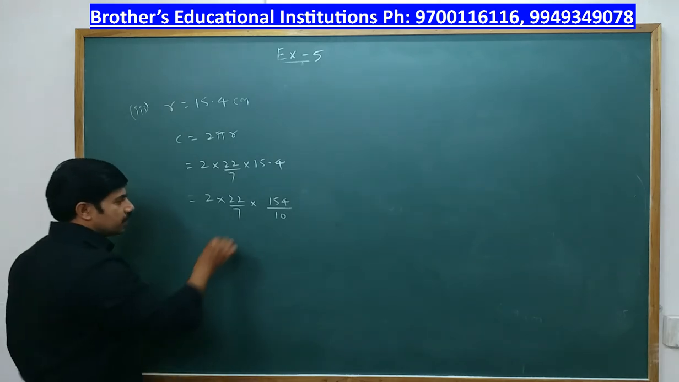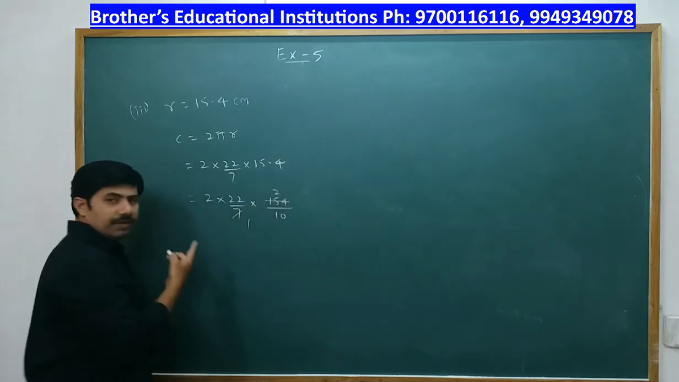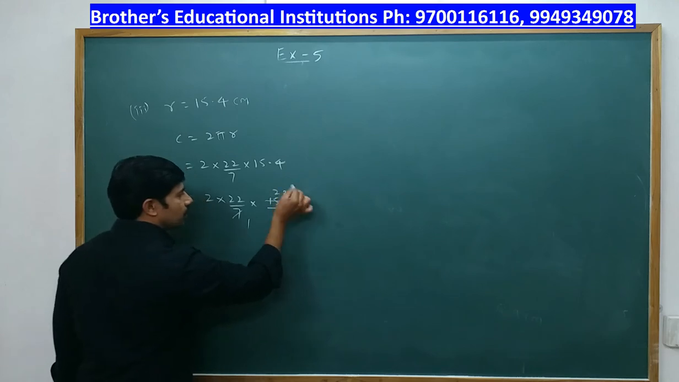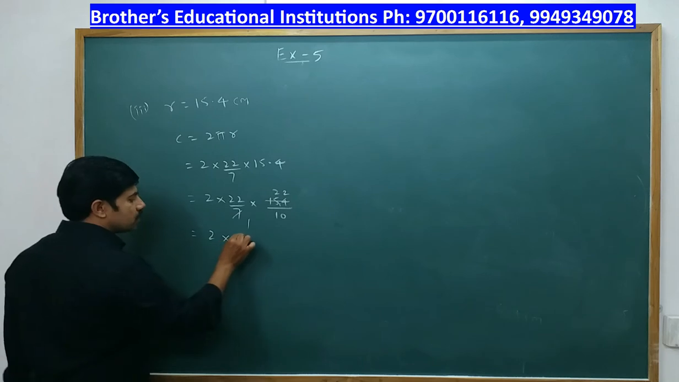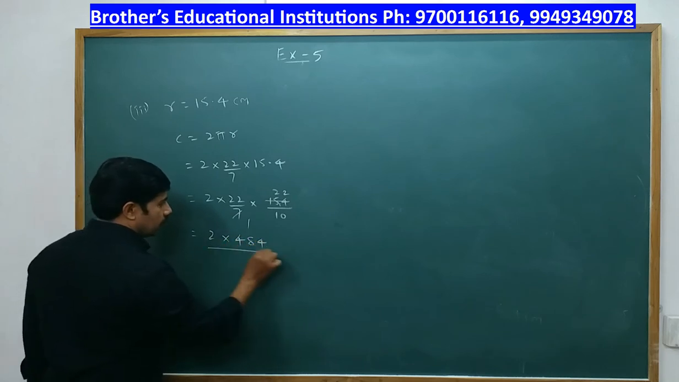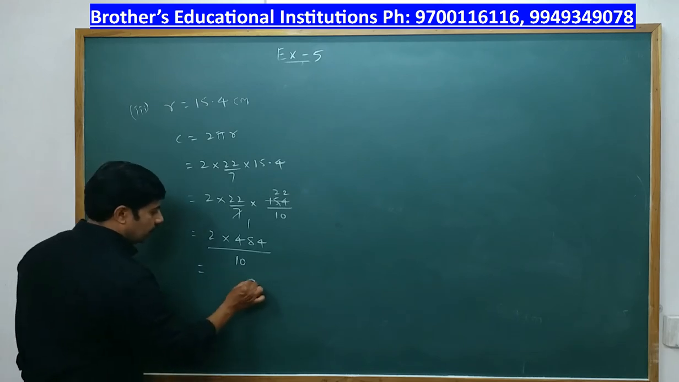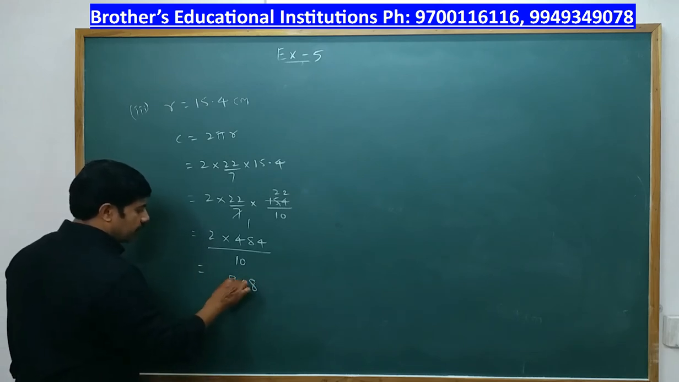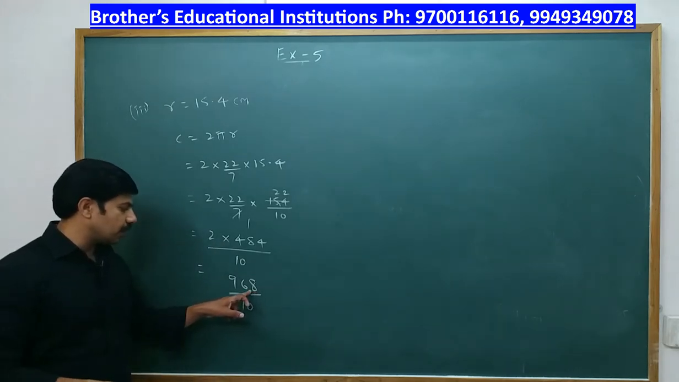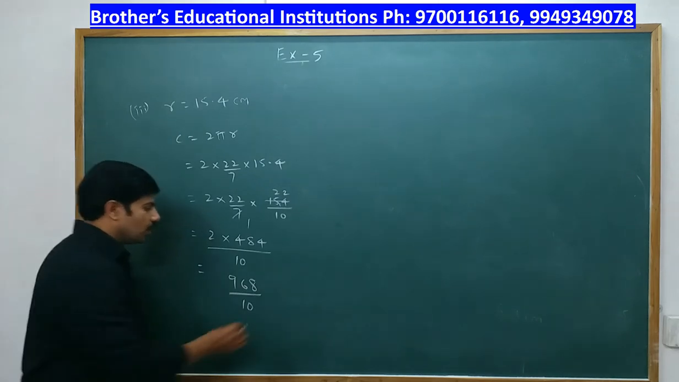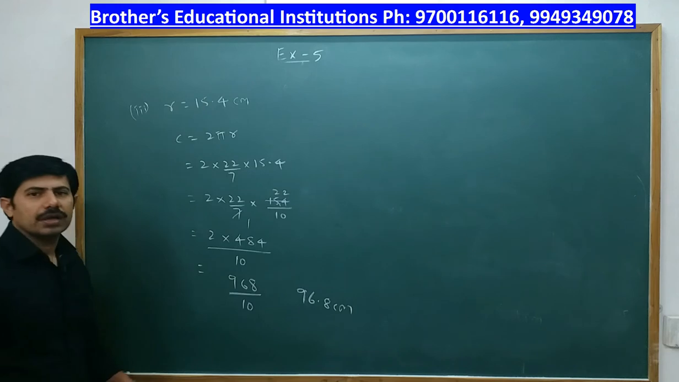So we can eliminate this, 154 can be cancelled with 7. 7 ones are 7. 7 twos are 14. We have 15, so remainder is 1. 7 twos are 14. So we have 2 into 22 into 22 is 484. Right? By 10 as it is. So 484 into 2. It is 2 4s are 8, 2 8s are 16, 2 4s are 8 plus 1 is 9, by 10. So for 10 we have 1 0. So shift the decimal before this last digit. That means what we get is 96.8 centimeters. Okay, so this is completed.